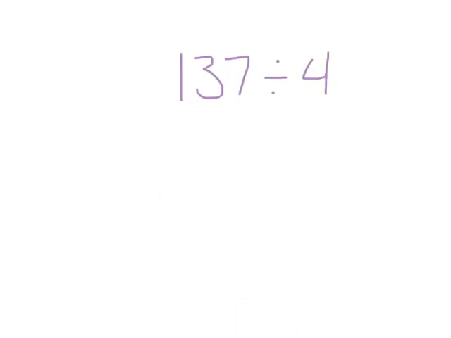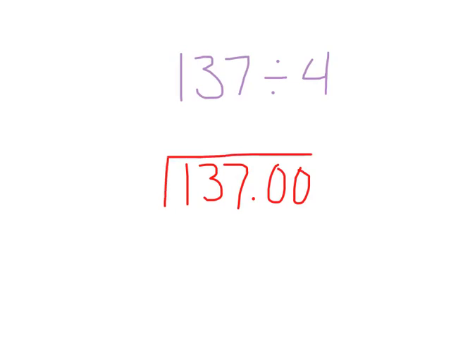Let's try another. 137 divided by 4. Imagine you have $137 and you're splitting it between 4 people. The first thing I would do is write a decimal point and 2 zeros on the end of my 137. Then I could put my 4. What's the first thing I need to do? I need to bring my decimal straight up.